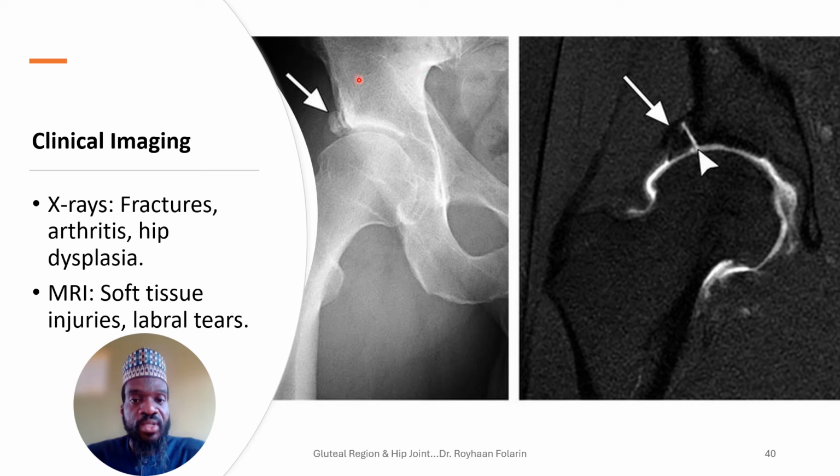So here, to image these joints clinically, you have a number of imaging tools and facilities that we are already familiar with, including X-rays, especially for fractures, for bony illustrations, and then you have MRIs for soft tissues and to look at labral tears.